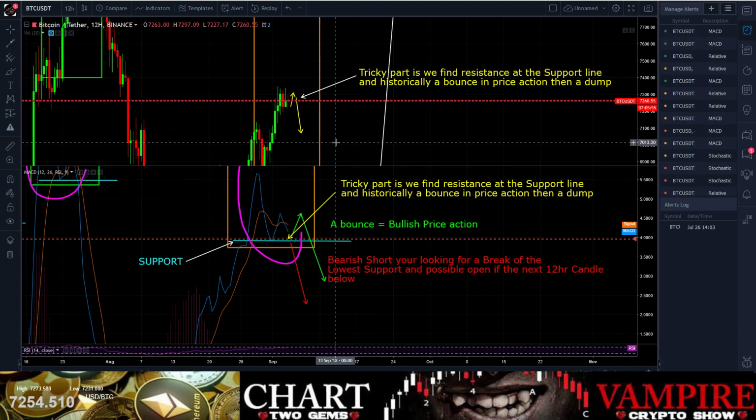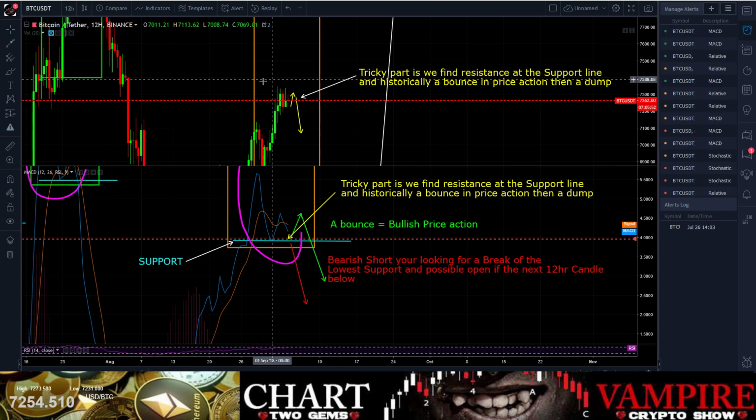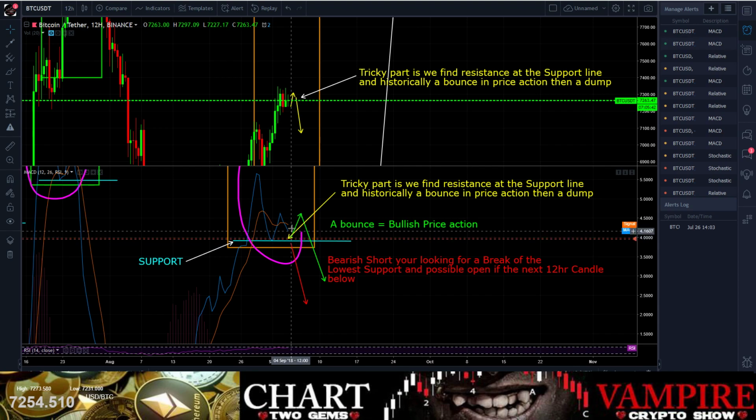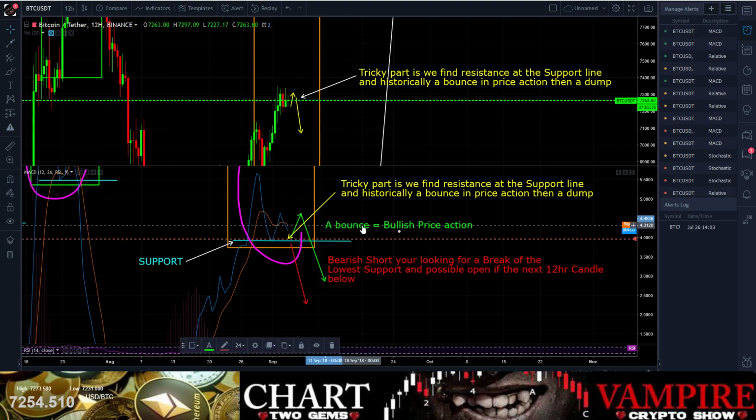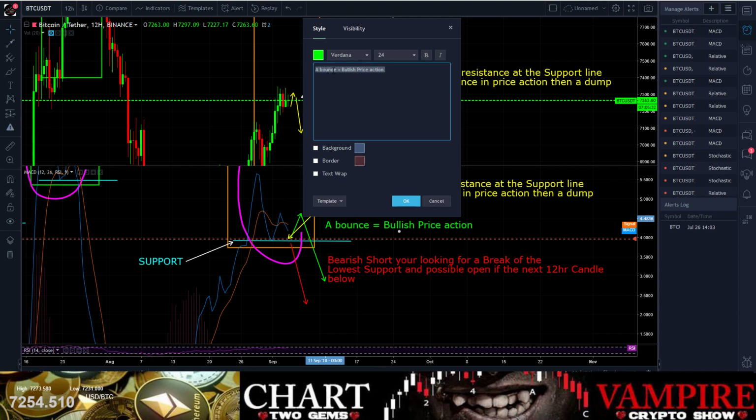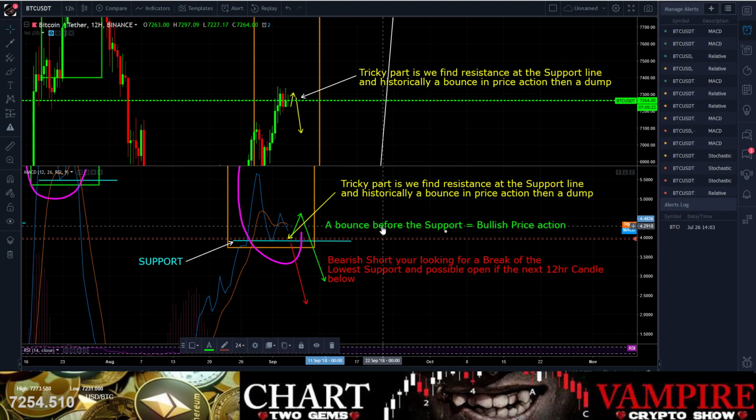And then for a bullish bounce, ignore the price action. You need to ignore the price action. All you're watching is this MACD line. This is all that counts, the MACD line. So you're watching this MACD line for the confirmation, right? So any bounce before the support equals bullish price action. We're going to change this.